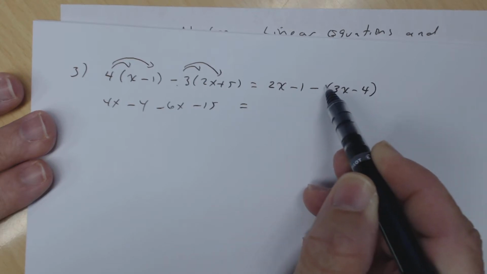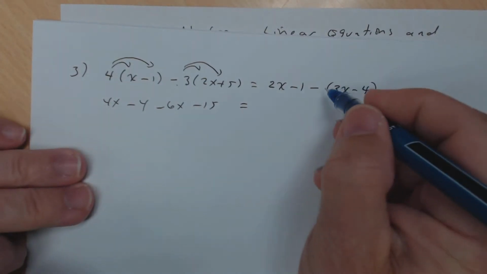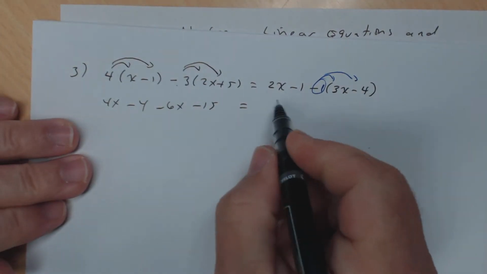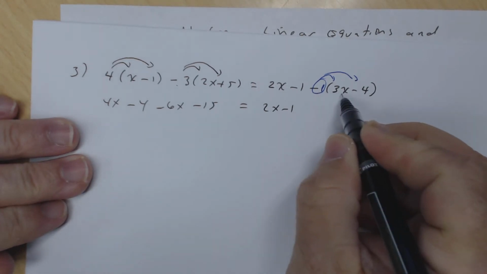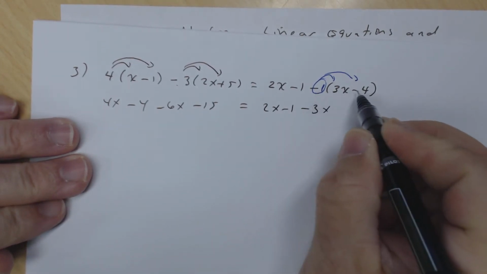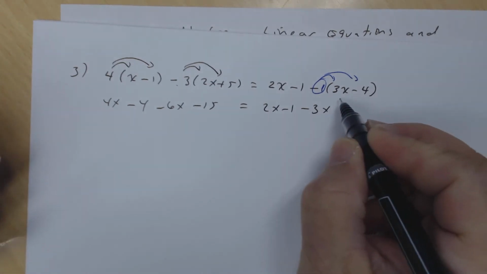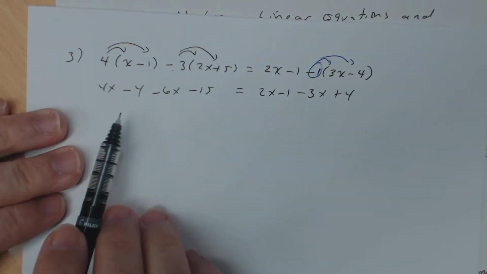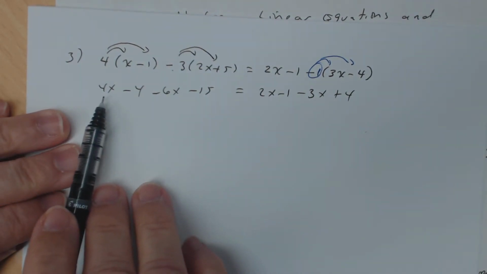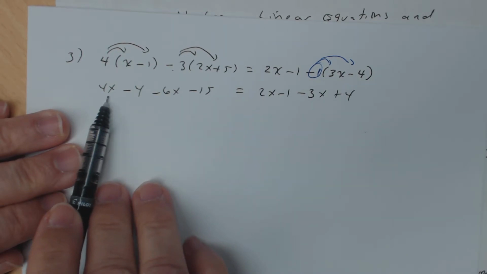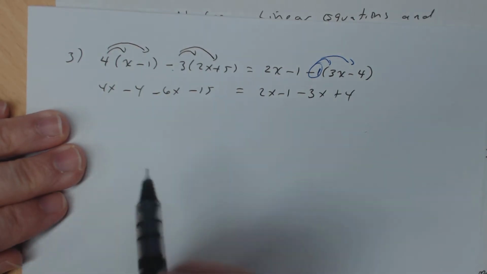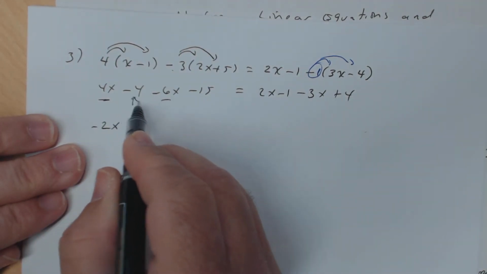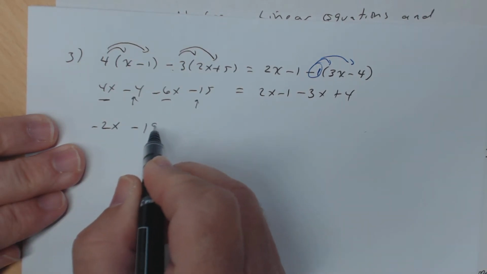Equal. Over here, we're going to distribute the negative 1. So I get 2x, subtract 1. Negative 1 times 3x is a negative 3x. Negative 1 times a negative 4, remember, negative times a negative, is a positive 4. Then I'm going to get 4x subtract 6x, combining like terms, is a negative 2x, and then a negative 4 and a negative 15 is a negative 19, equal.